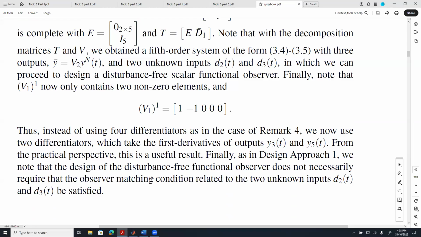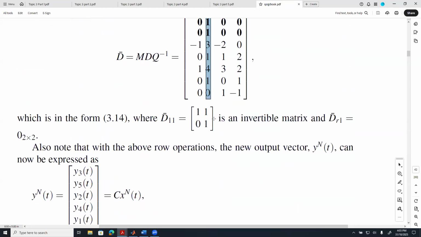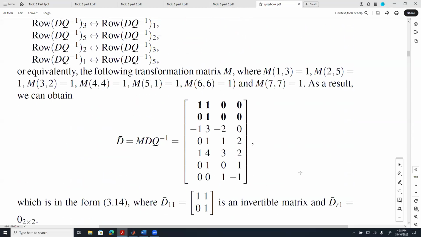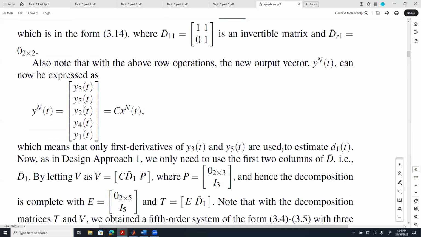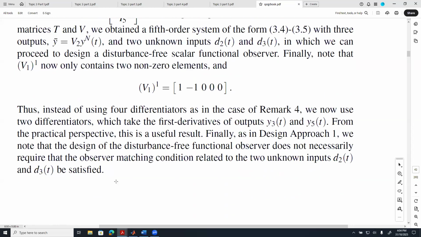All right. And therefore, according to our decomposition, we can also estimate the unknown input d4(t) as well. And the remaining 2 other columns given in here, they correspond to the unknown inputs d3 and d2. And by the way, we don't need to have the observer matching condition related to these 2 unknown inputs to be satisfied.